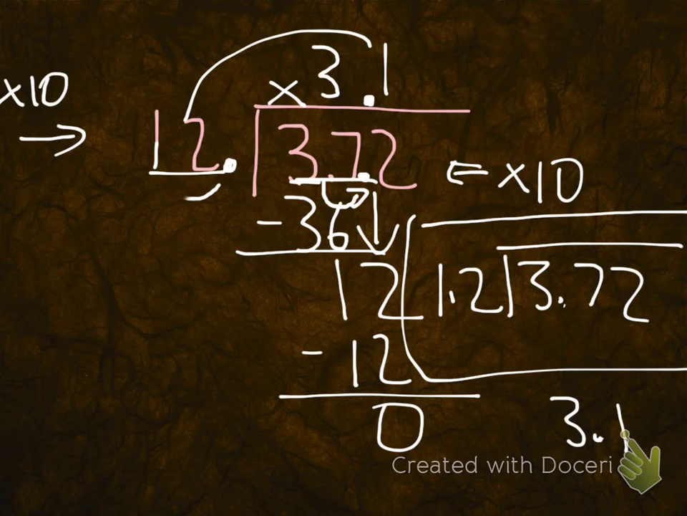The key point to remember is, however many places you move the decimal in the divisor, you must move the same number of places in the dividend, and then you divide.